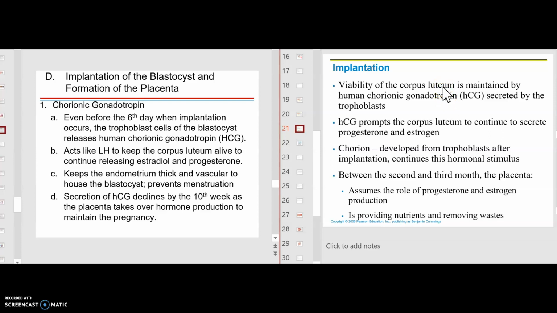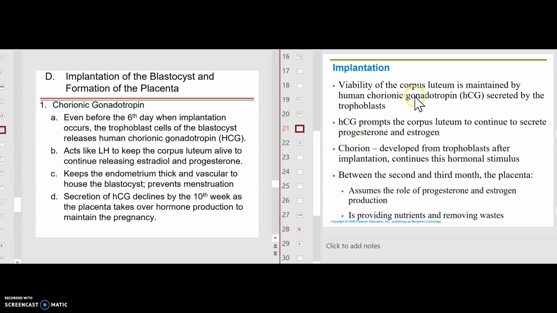And if it cannot maintain the corpus luteum, then estrogen and progesterone cannot be produced and the pregnancy will be lost. That's what they call an inadequate corpus luteum, or the corpus luteum of pregnancy.